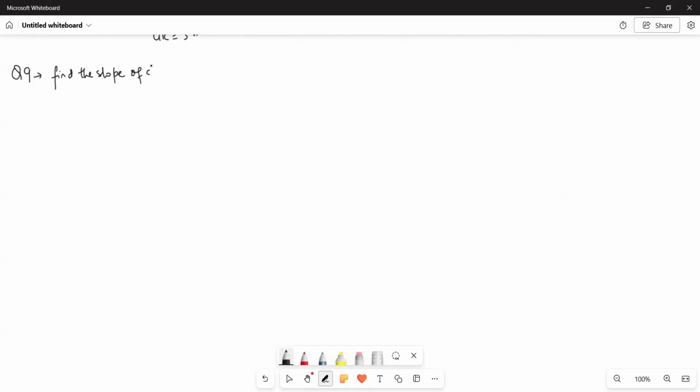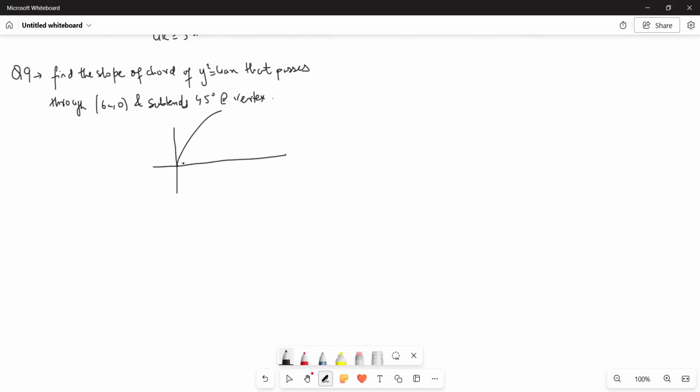Find the slope of the chord of the parabola y square equal to 4ax that passes through the point 6a comma 0 and subtends 45 degrees at the vertex. Find the slope of a chord of the parabola y square equal to 4ax that passes through the point 6a comma 0 and subtends 45 degrees at the vertex.